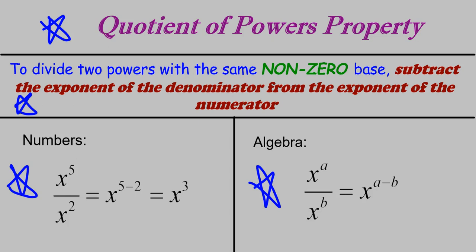So it's important to divide two powers of the same non-zero base. Remember that 0 can't be our denominator, so the base has to be non-zero in the denominator. We're going to subtract the exponent of the denominator from the exponent in the numerator. So in numbers, x to the 5th over x to the 2nd, 5 minus 2 is 3, so our eventual simplified form is x to the 3rd. In algebra, again, just showing that this works with any number that we could possibly want as our exponents, x to the a over x to the b is just x to the a minus b, numerator minus denominator.